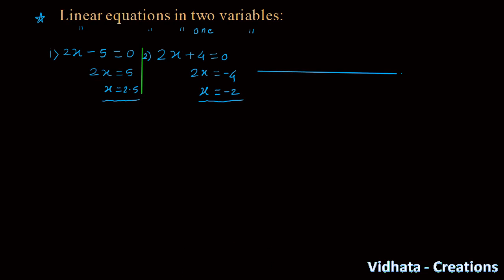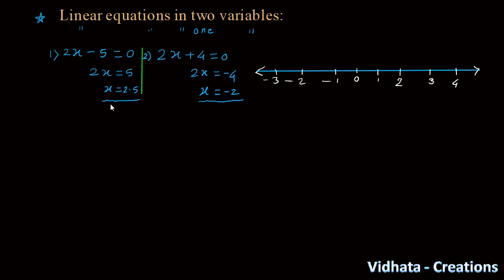Also, you have studied that the solutions of this type of linear equations in one variable can be shown on the number line. Suppose we have a number line, and at this point there is 0, here 1, here 2, here 3, here 4, likewise minus 1, minus 2, minus 3. On this number line you can show where the solution is.